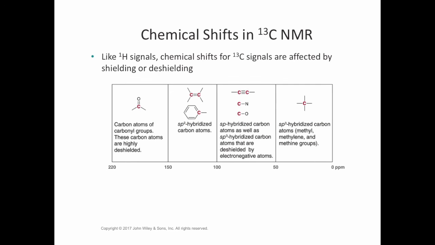Just like proton signals, carbon signals are affected by shielding or deshielding. And when we have carbon atoms that are highly deshielded, they show up to the left of the spectrum, downfield, between 150 and 220. So for carbonyl carbons, we see them in that range. sp2 hybridized carbon atoms show up between 100 and 150. sp hybridized atoms as well as sp3 hybridized atoms show up in this range, and then sp3 hybridized carbon atoms that are not deshielded by electronegative atoms show up the furthest upfield.